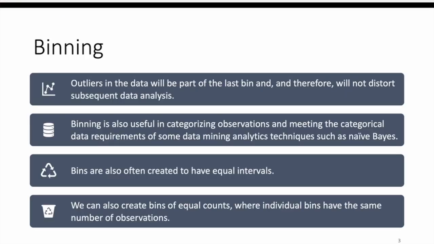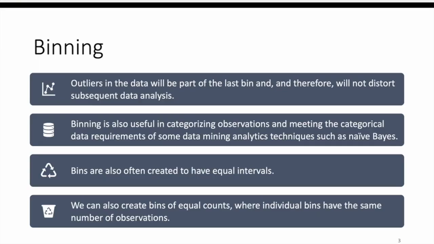An important advantage of binning is that it reduces the noise in the data, often due to minor observation errors. For example, with binning, outliers in the data, individuals with extremely high income, perhaps recorded incorrectly, will be part of the last bin and therefore will not distort subsequent data analysis. So when you have outliers and you put them in groups, then you eliminate that noise. Binning is also useful in categorizing observations and meeting the categorical data requirements of some data mining analytics techniques, especially naive Bayes.